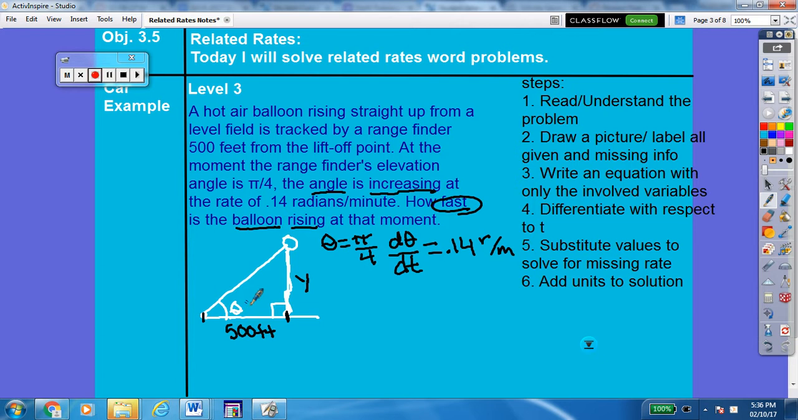Okay. So the Pythagorean theorem is usually what we use with right triangles, but if I use the Pythagorean theorem, I'm going to involve the 500, the y, and the line of sight, and not the angle. So the Pythagorean theorem isn't going to really do us any good here. We're going to have to think what relation will involve a y and a theta.